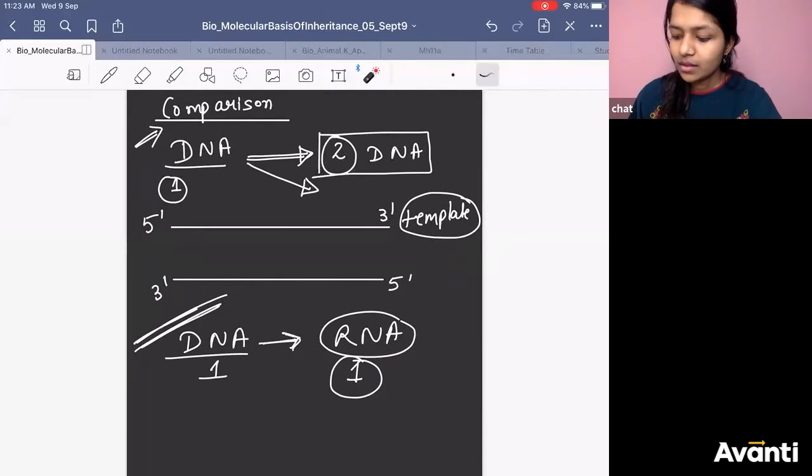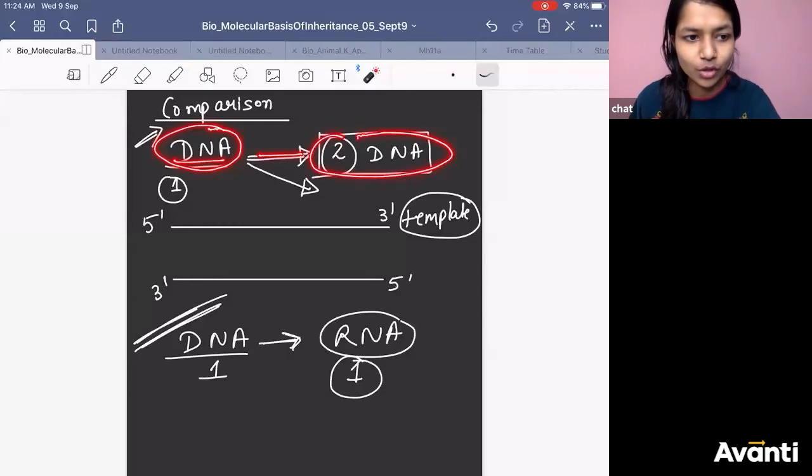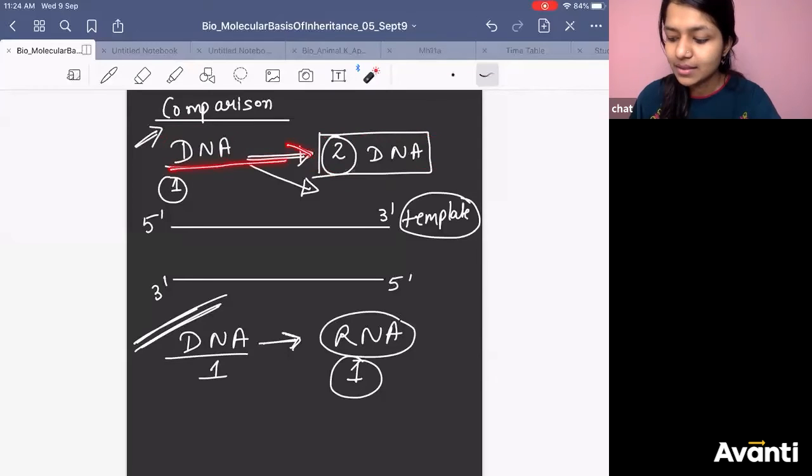Now, we'll do a little comparison. When replication was happening, you know it, one DNA was giving how many DNA? Everyone knows this now, I have taught this. That one DNA gives you how many DNA? 2 DNA. But in case of transcription, I have already told you, one DNA will give you how many RNA? 1 RNA. One DNA will give you 1 RNA.